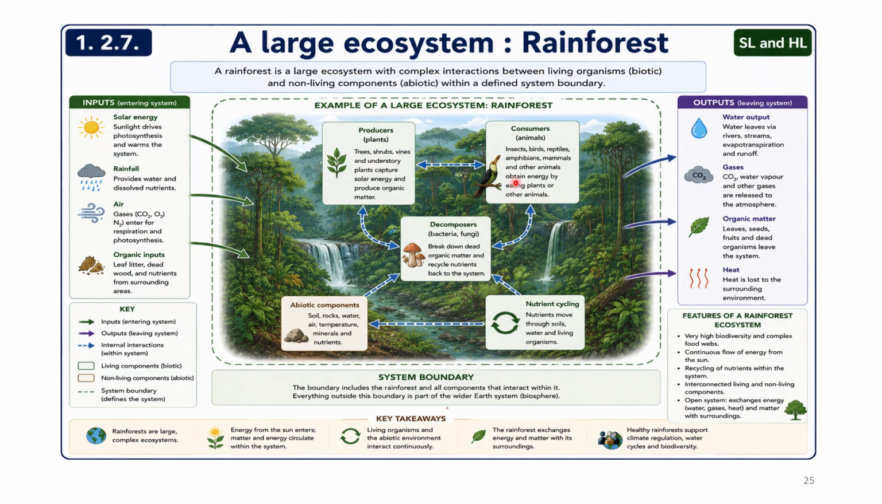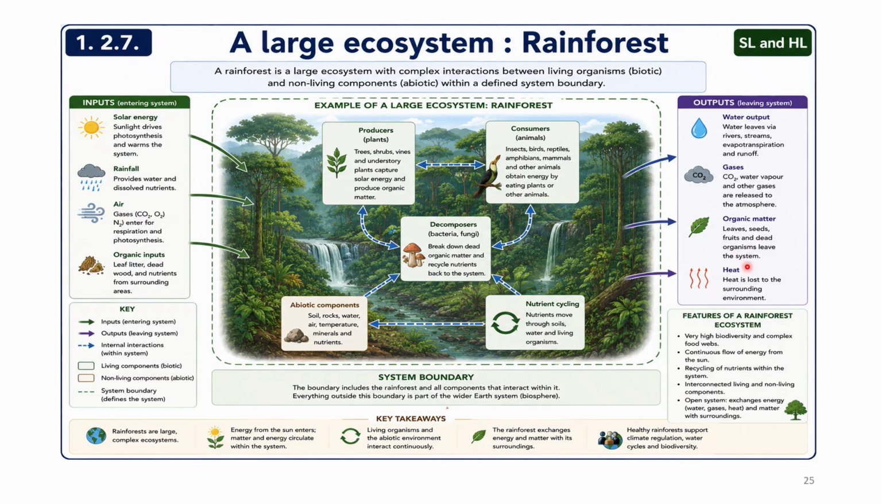Within the ecosystem, producers convert solar energy into organic matter, consumers obtain energy by feeding on plants or other animals, and decomposers break down dead organic material, returning nutrients to the soil through nutrient cycling. The rainforest also produces outputs, including water released through evapotranspiration and runoff, gases such as carbon dioxide and water vapor, organic matter such as seeds and fallen leaves, and heat loss to the surroundings.